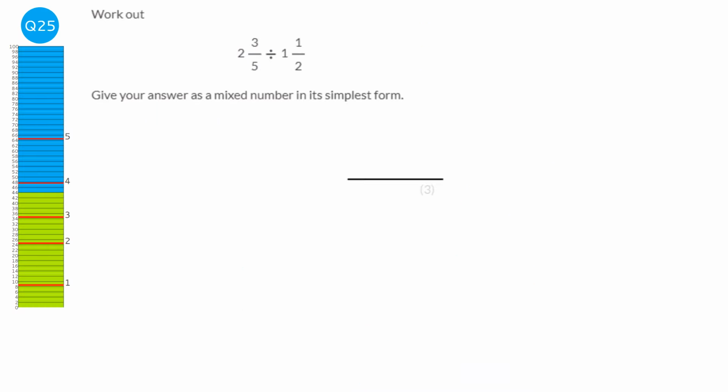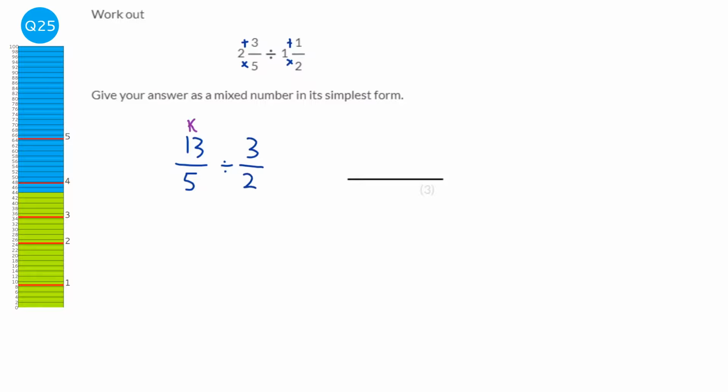To divide mixed numbers, we need to convert them to improper fractions first. And to do that, we just do the big number times by the bottom and add it to the top. So 2 times 5, which is 10, and add it to the top, which will be 13 over 5. And the bottom, the denominator, stays the same. Divided by, and we're going to do 1 times 2, which is 2, add to the top, and we get 3. So it becomes 3 over 2.